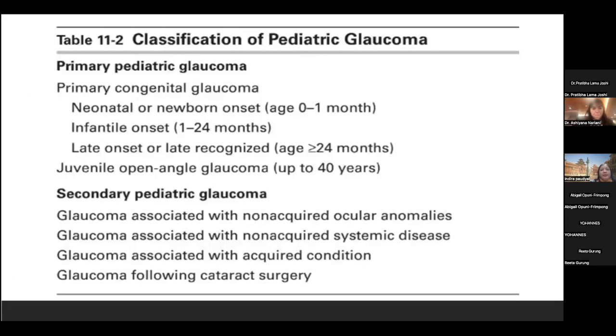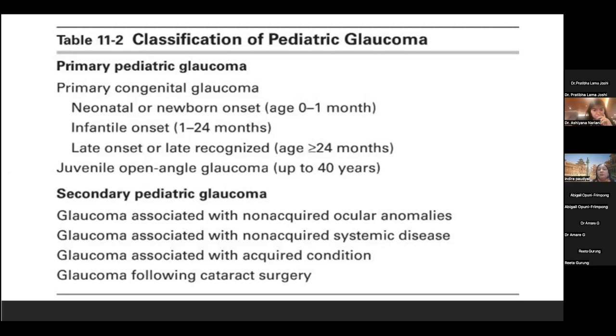Now when we come to the classification of pediatric glaucoma, it can be divided into two main types, primary pediatric glaucoma and secondary. In primary congenital glaucoma, neonatal or newborn onset is 0 to 1 month, infantile is 1 to 24 months, and late onset is more than 24 months, which is 2 years, and juvenile open angle glaucoma is up to 40 years.